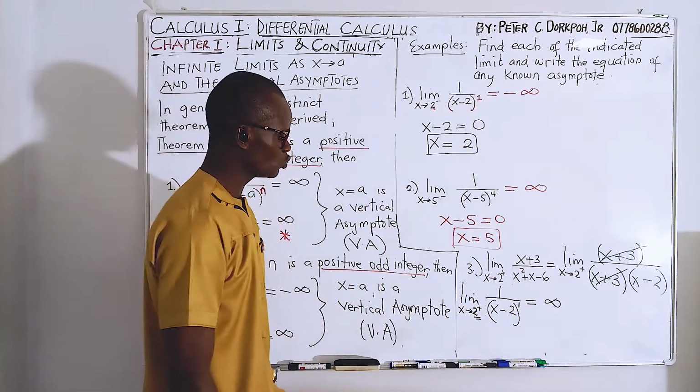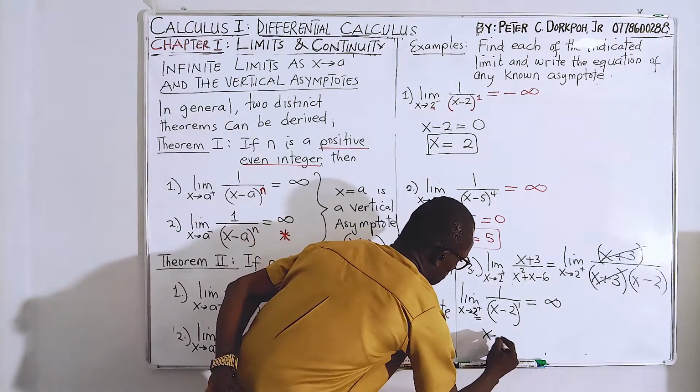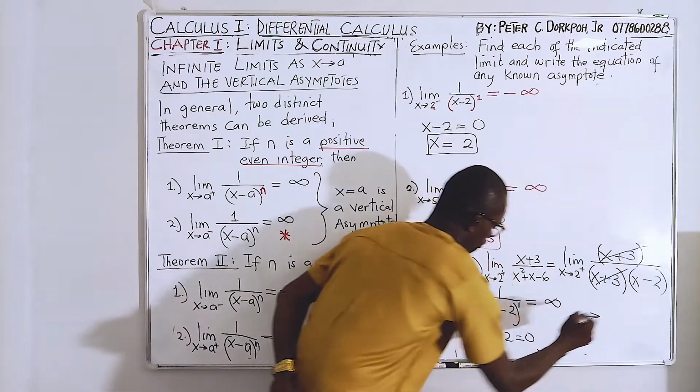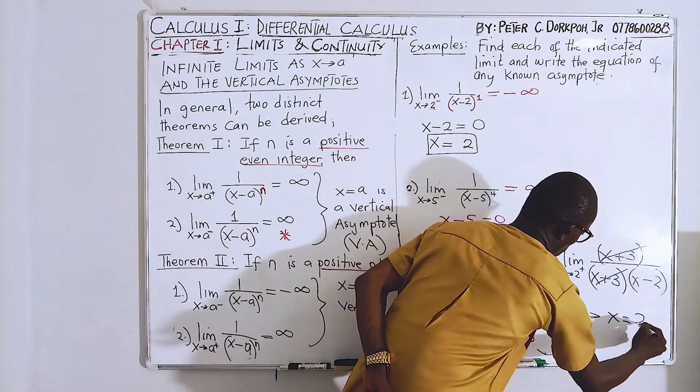What is our equation? We have x minus 2 is equal to 0. Therefore, our vertical asymptote now will be x is equal to positive 2.